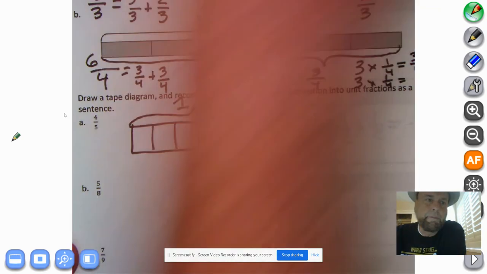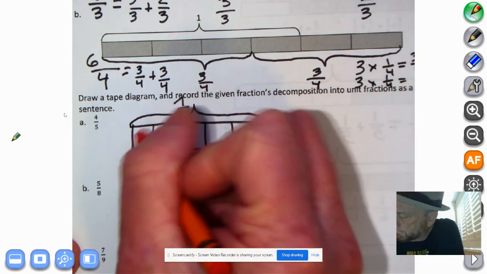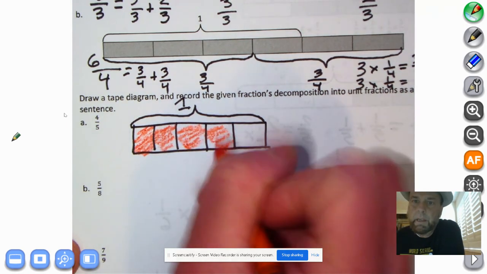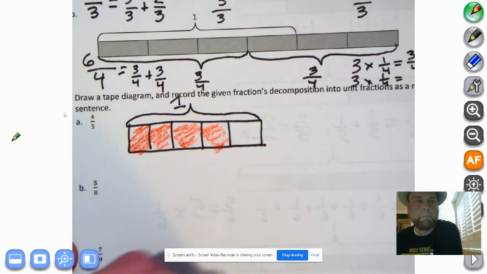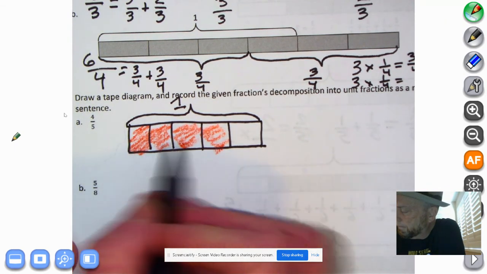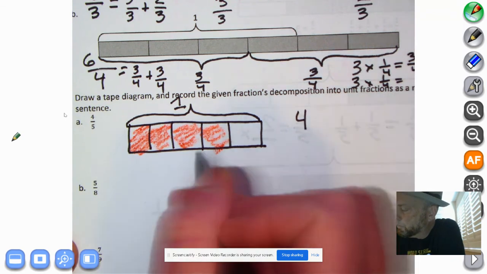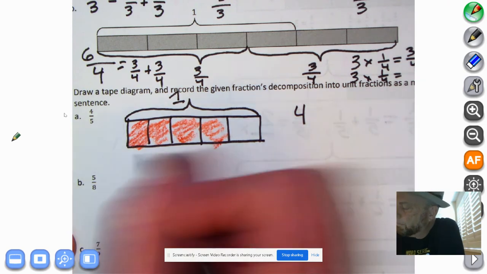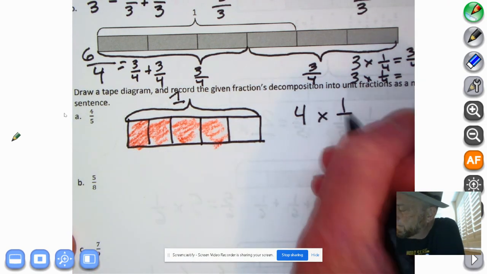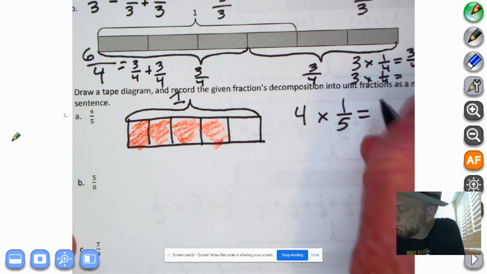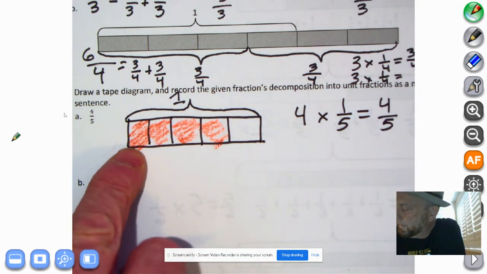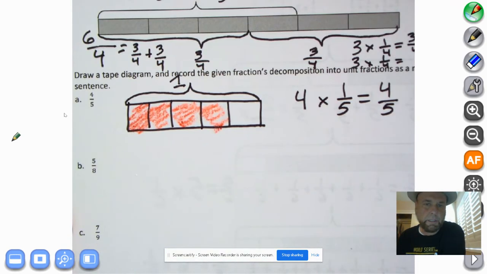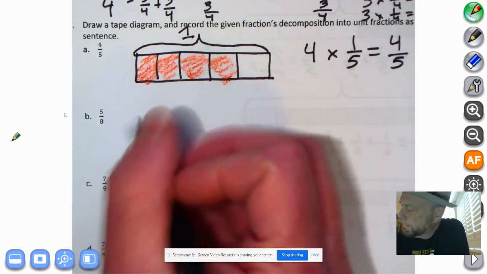Okay, so how many fifths do I have? I have 4, right? That's the numerator. 1, 2, 3, and 4. So now we're going to make a multiplication sentence. I have 4 times 1/5. Excuse me, did I say these are fourths? They're fifths. 1, 2, 3, 4, 5. So we're multiplying 4 times 1/5 to get 4/5, right? Because here's 1/5, multiply twice, multiply 3 times, multiply 4 times, we get 4/5. It'll start to make sense, I hope. Let's do our next one down here.